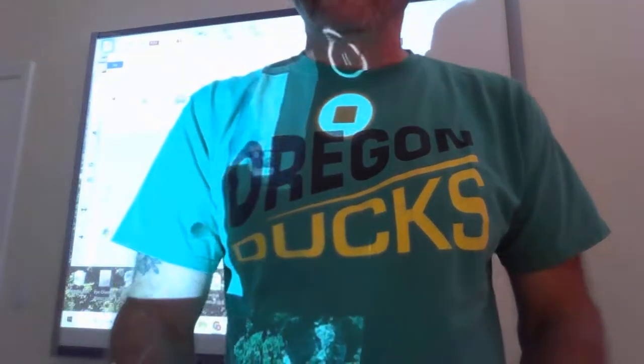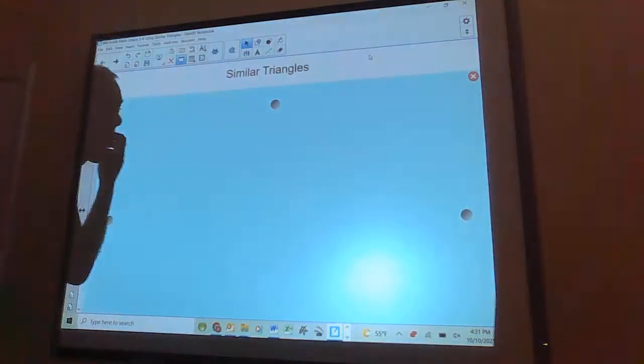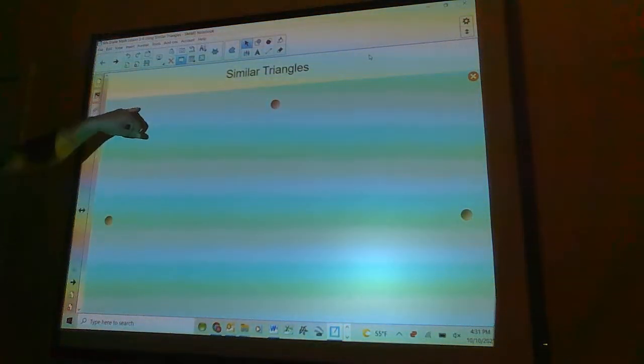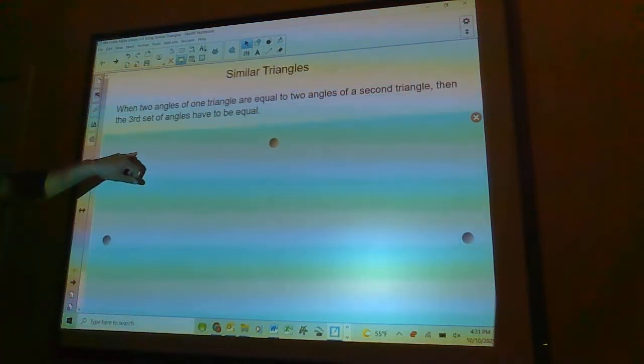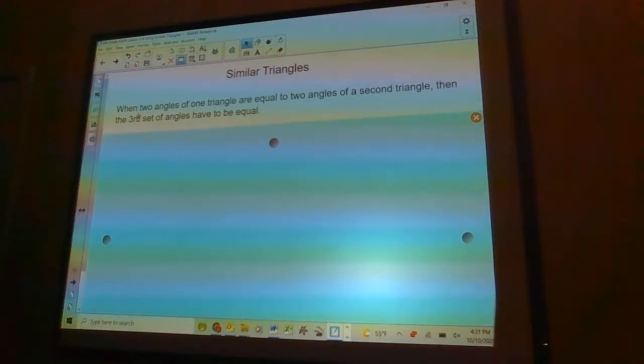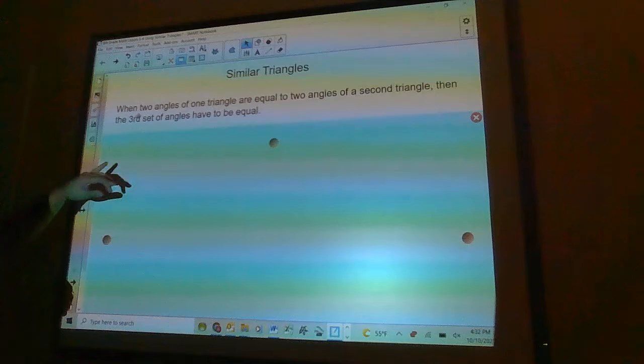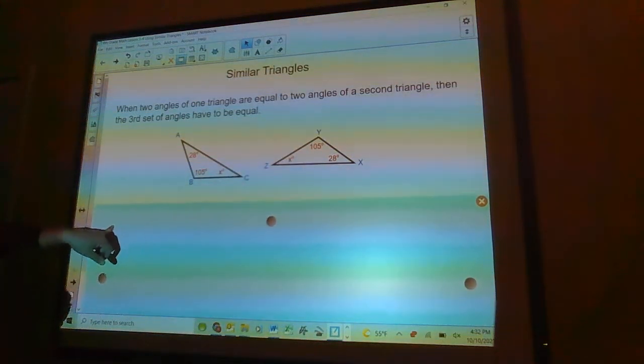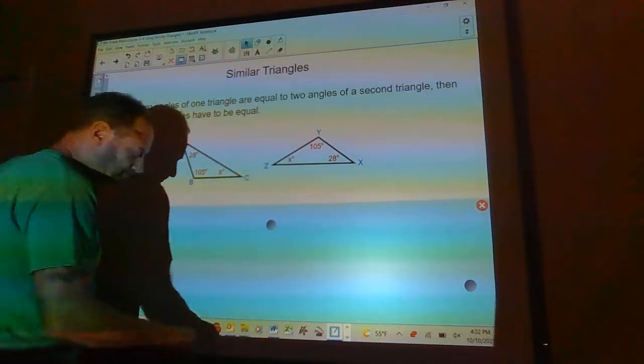Hey everybody, today we're going to talk about similar triangles. So, when two angles of one triangle are equal to two angles of a second triangle, then the third set of angles have to be equal. Okay, so that kind of makes sense.